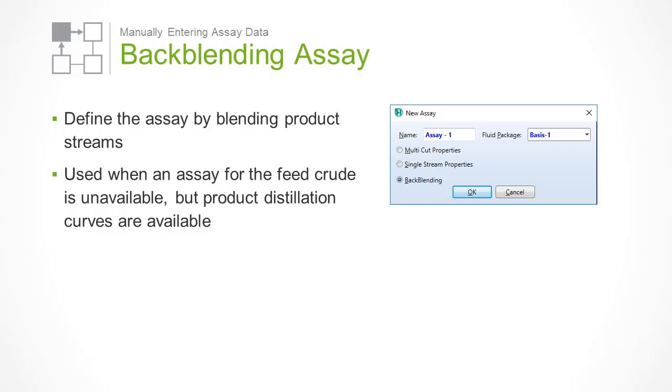The backblending option lets you define the assay by blending product streams. This option is used when you do not have an assay for the feed crude, but you have product distillation curves available.